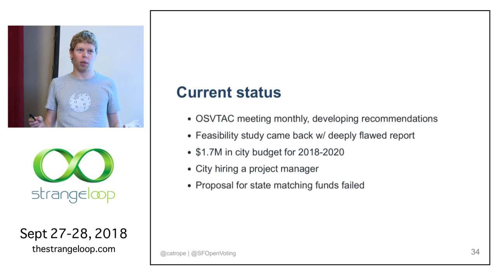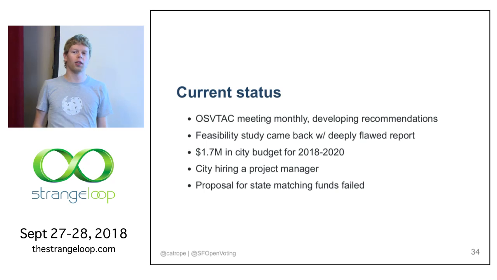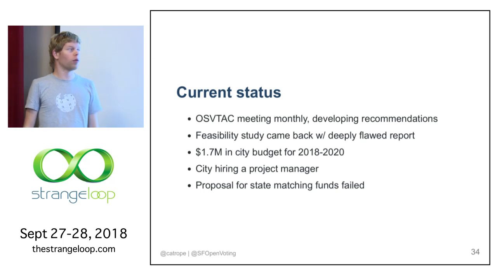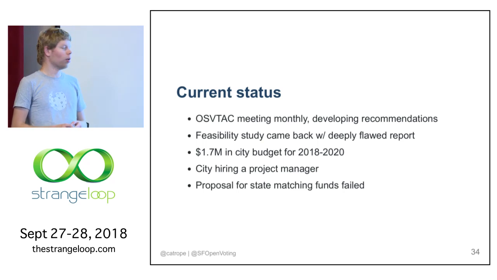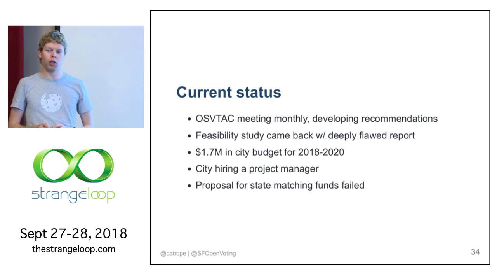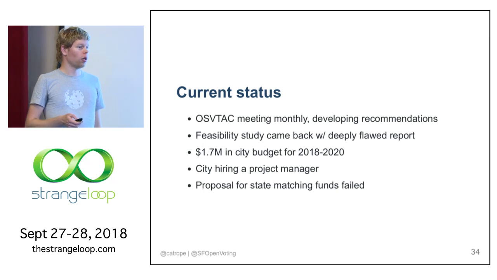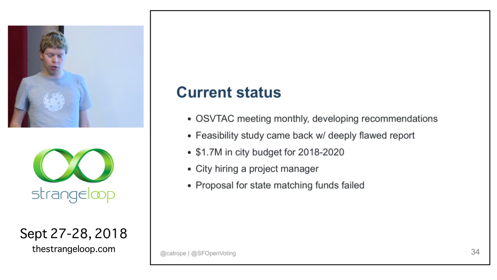Convincing government people to actually spend money is hard, especially if they see scary numbers. But we got $1.7 million in the city budget for the 2018-2020 budget. So we've got something to move forward with, and the city is now recruiting to hire a project manager for this project. And hopefully that's one of you. There were also some proposals for getting state matching funds from the state of California, but that unfortunately died. Nevertheless, the city has put some of its own money to that, so that's been good.